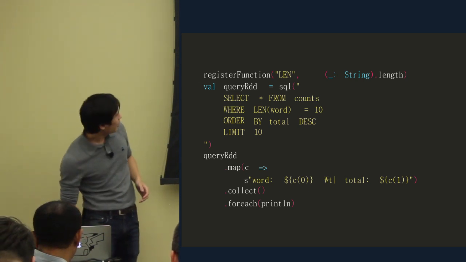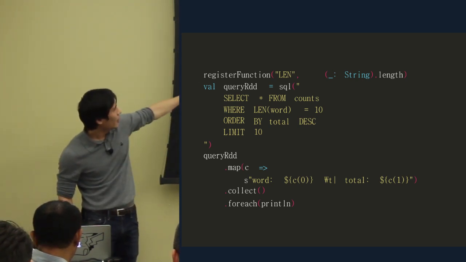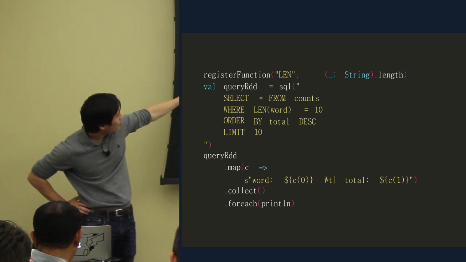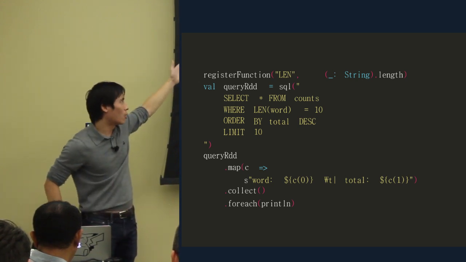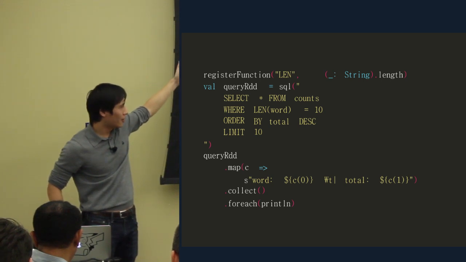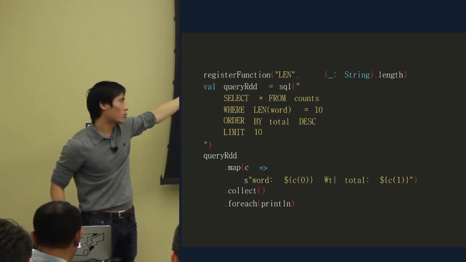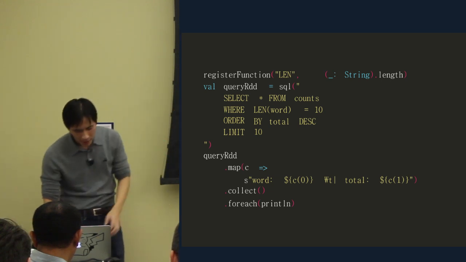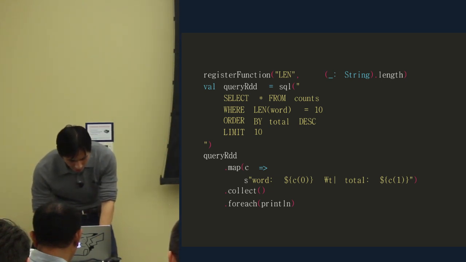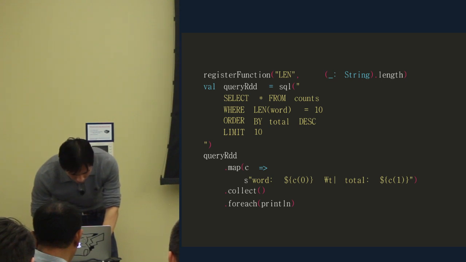And so all we do here is a simple map. What we query for is all words of length 10 sorted by the number of occurrences. And so we just want to display what those top 10 words are and how many times they appeared in the titles.